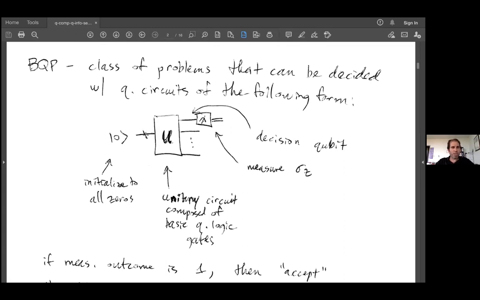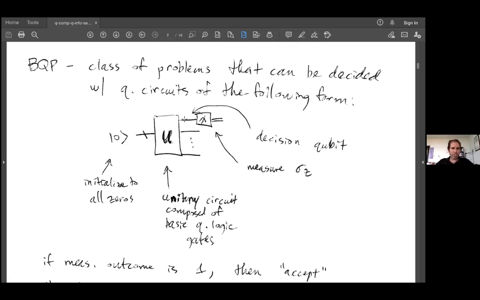So the computation begins by initializing a number of qubits to the all zero state. You then apply a unitary circuit. This is composed of basic quantum logic gates. You learn about universal gate sets like CNOT, Hadamard, and the T gate. That's one example. So you execute the sequence of instructions. And that we can do now on the IBM Quantum Experience or other services.